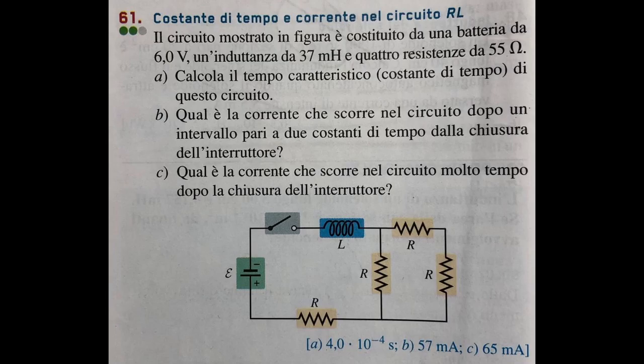Now let's read together the instructions of the exercise. The circuit shown in the picture is formed of a battery of 6 volts, an inductance of 37 mH and 4 resistances of 55 ohm. 1. Calculate the time constant of the circuit. 2. What's the current of the circuit at the time of two time constants after the closing of the circuit breaker? 3. What's the current of the circuit after a long time from the closing of the circuit breaker?